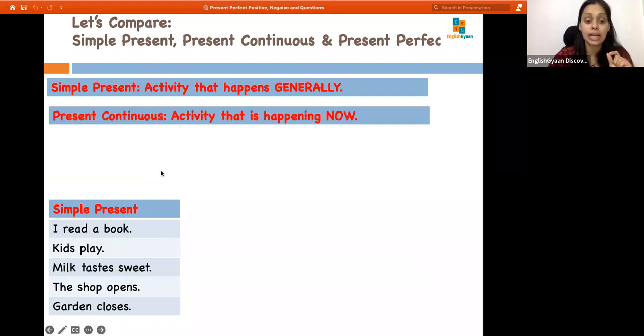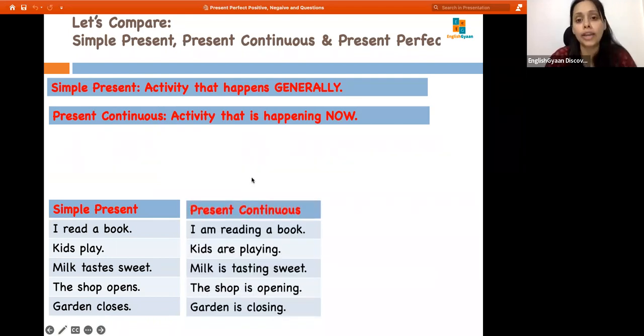This is simple present. Now, present continuous is activity that is happening now. Happening right now. For example, I am talking, you are listening, we are learning, correct? I am reading a book, kids are playing, milk is tasting, the shop is opening, garden is closing. What is happening right now.